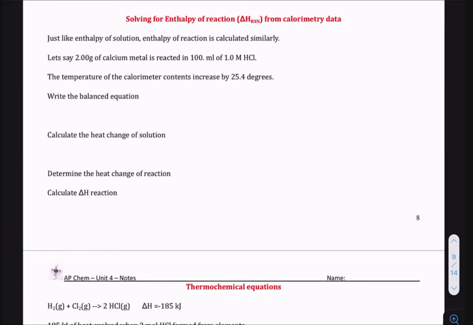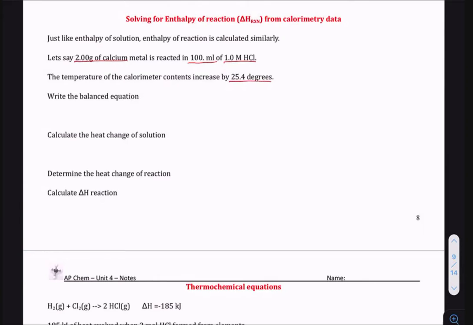So let's solve for the enthalpy of reaction from calorimetry data. Meaning, you did some kind of reaction in the lab, in a calorimeter. We're going to figure out what the delta H for the reaction is. Starting with 2 grams of calcium, I react this in 100 milliliters of 1 molar HCl. We observe the temperature to increase by 25.4 degrees.